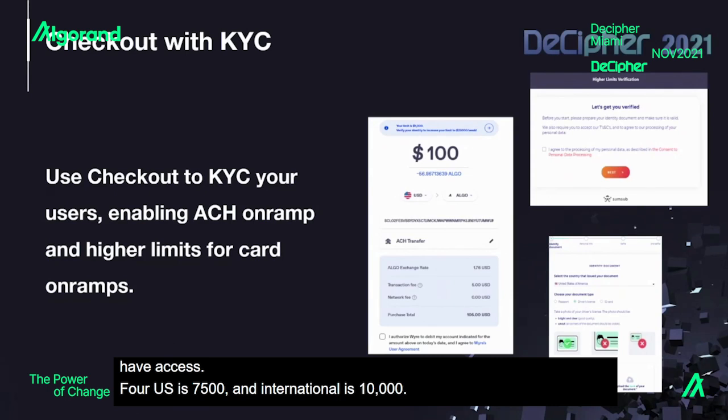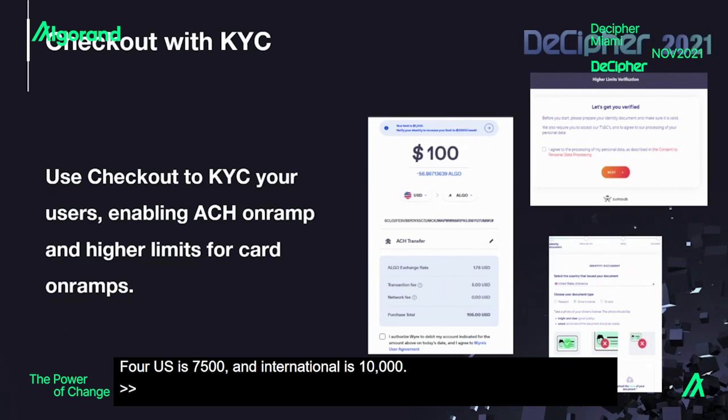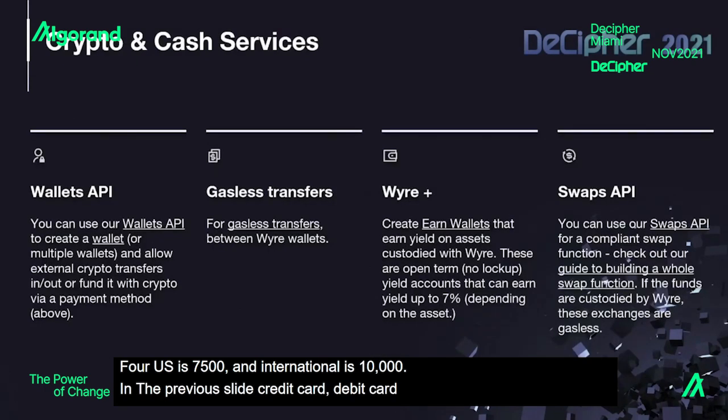And this is also ACH. I think the previous slide mentioned ACH was on the roadmap. It actually is launched. So credit, debit card, Apple Pay, and ACH all through our hosted checkout widget.